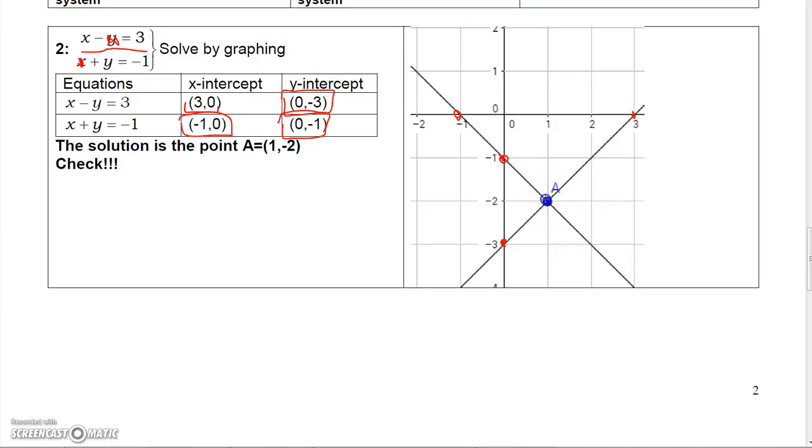And then they appear to intersect here, which is 1 to the right of the origin and 2 down, so that would be the point (1, -2). And again, you should check that to make sure.